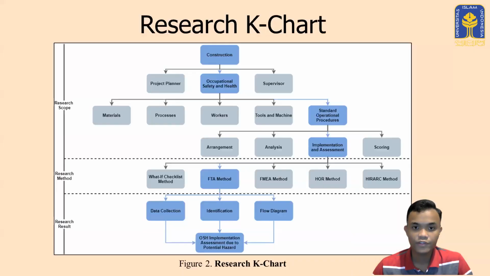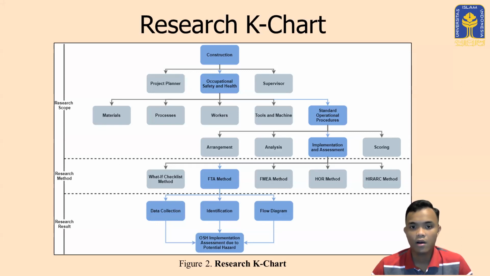So after that, we could develop the research key chart. As we could see on the screen now, the key chart is about the construction. The aspects of the construction consist of three things, which are the project planner, occupational safety and health, and also the project supervisor. So we could choose the occupational safety and health in this research.